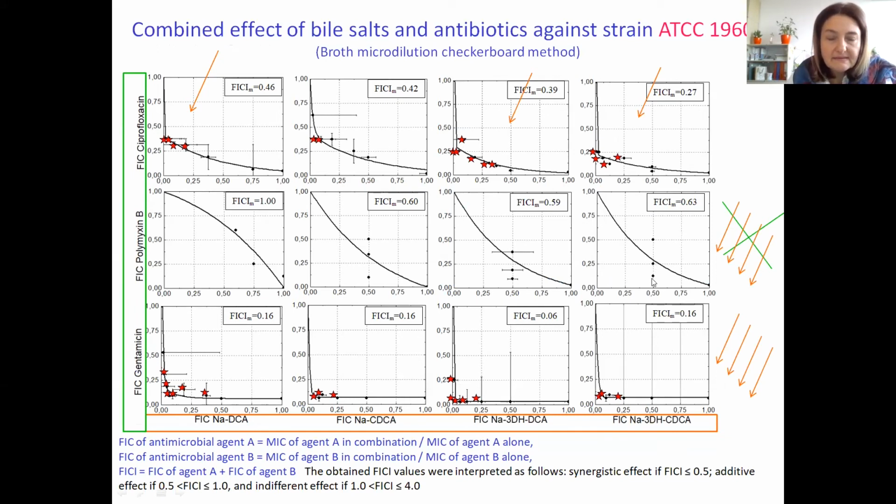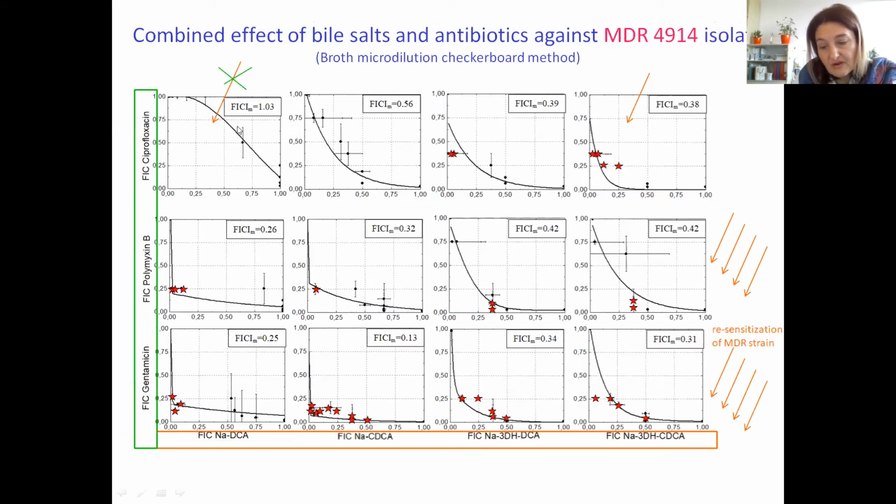Next, we excluded cholic acid salts, and we tested combined effects of bile acid salts and each of the antibiotics. This was very interesting because ciprofloxacin showed a synergistic effect with sodium salt of deoxycholic acid against the reference strain, but not for the multi-drug resistant strain.